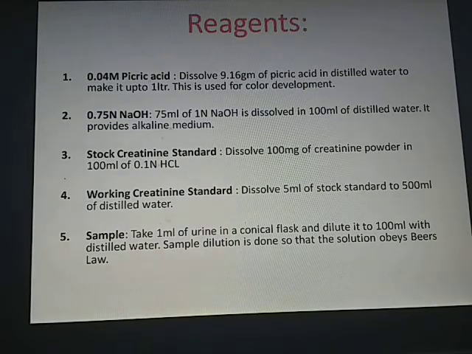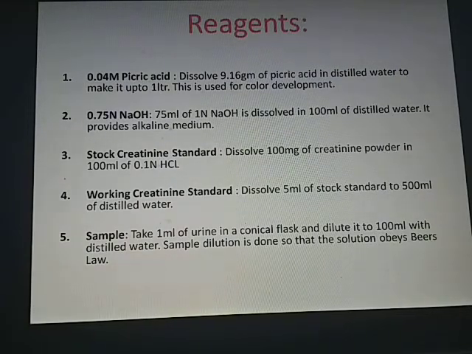Third is the stock creatinine standard, prepared by dissolving 100 milligrams of creatinine powder in 100 ml of 0.1 normal HCl. The fourth is the working creatinine standard, prepared from the stock standard by diluting 5 ml of stock standard to 500 ml with distilled water. Then the sample: 1 ml of urine is taken in a conical flask and diluted with 100 ml of distilled water. The sample dilution is done so that the solution obeys Beer's law.